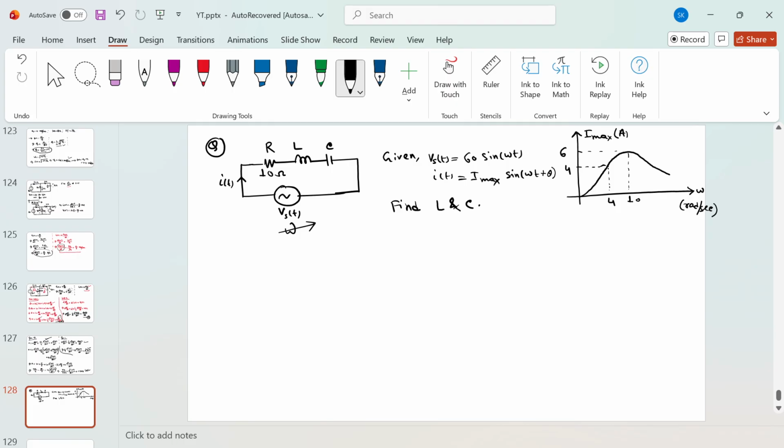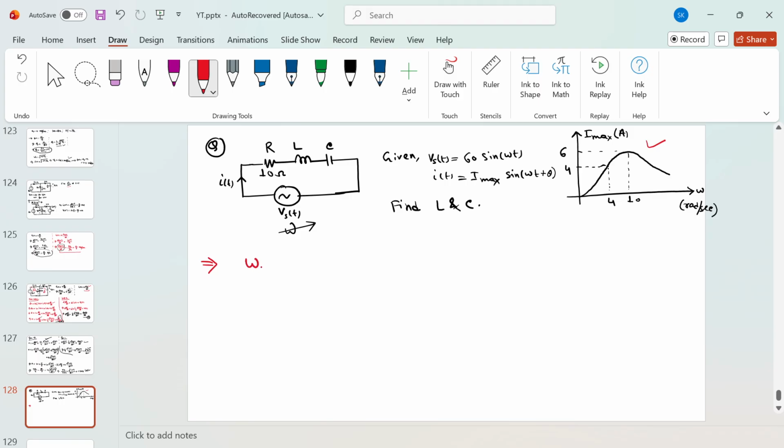At 10 radian per second, you have 6 ampere of maximum current, and at resonance frequency, the circuit operates as a resistive circuit, and at 4 radian per second, your maximum current is 4 ampere. Now we have to find out L and C values. 10 ohm is the R value. So what are the findings from this particular graph?